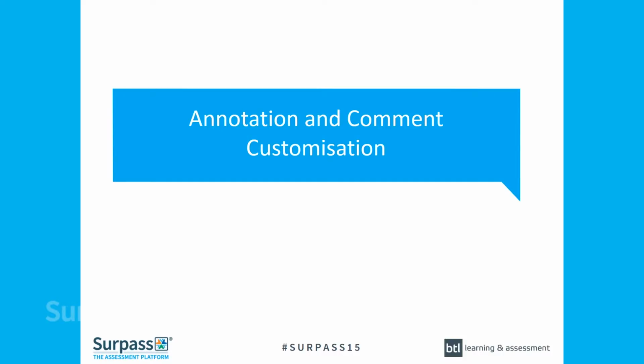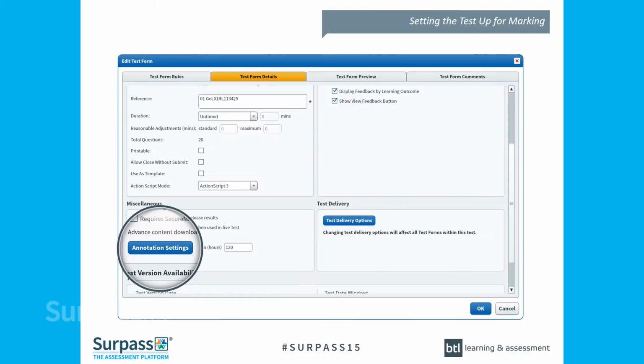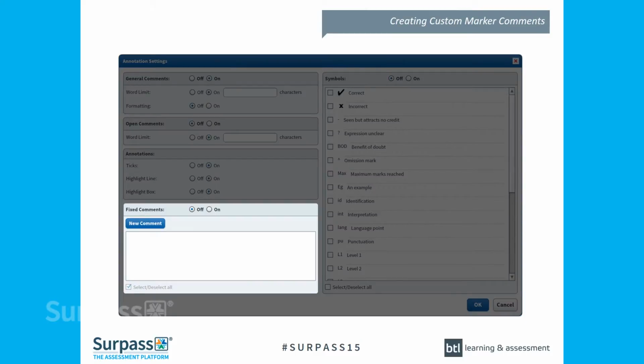Okay, so this is what I was talking about: comments and annotations. So has everyone seen the marking screen of Surpass before? Where you can put the annotations on, you put the marks in, you put comments in. So all of that is really customizable. There's a button in test form, detailed annotation settings. It's just in this kind of miscellaneous section, so it occasionally gets missed. But once you click on that, you get quite an extensive window where you can really customize what's there.